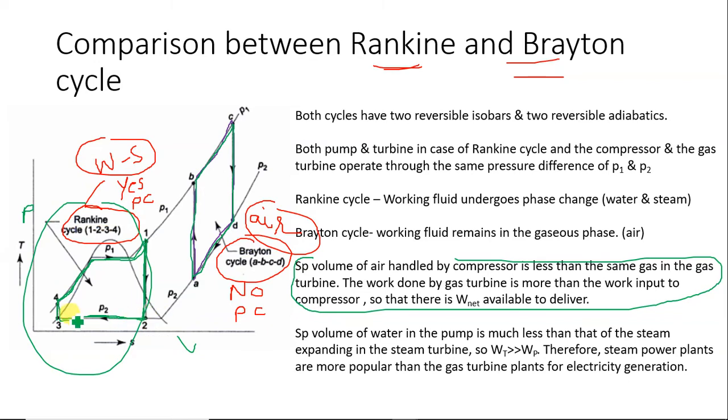Okay, again one more thing, for water, which is from 3 to 4 where the pump is used, the specific volume is very less, and for steam, which is a gas, the specific volume will be very large. That you can see from the steam table as well. So that is why turbine work is much greater than the pump work. That is why the net work will be more in the case of the Rankine cycle.